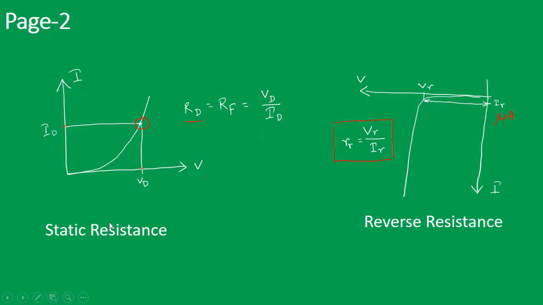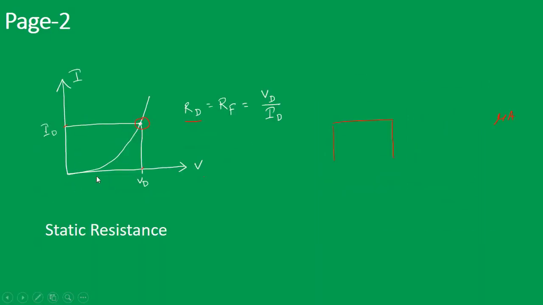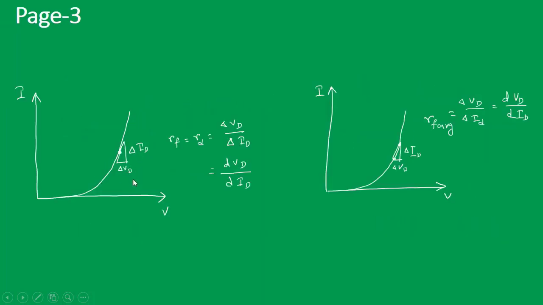Now let us further look at the forward resistance. So here we have this as the dynamic resistance. How do we calculate it? Just like our calculation of the static resistance, here also we take a similar approach. The only thing is that instead of finding this I and this V, we take a tangent, and on that tangent we find VD and ID.